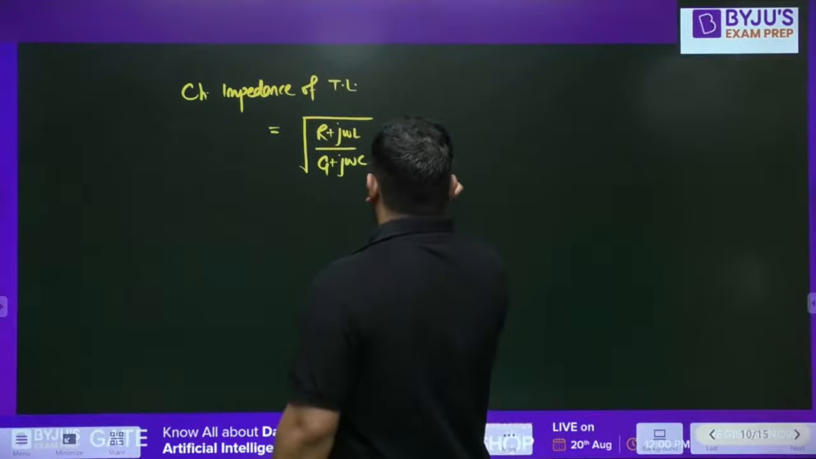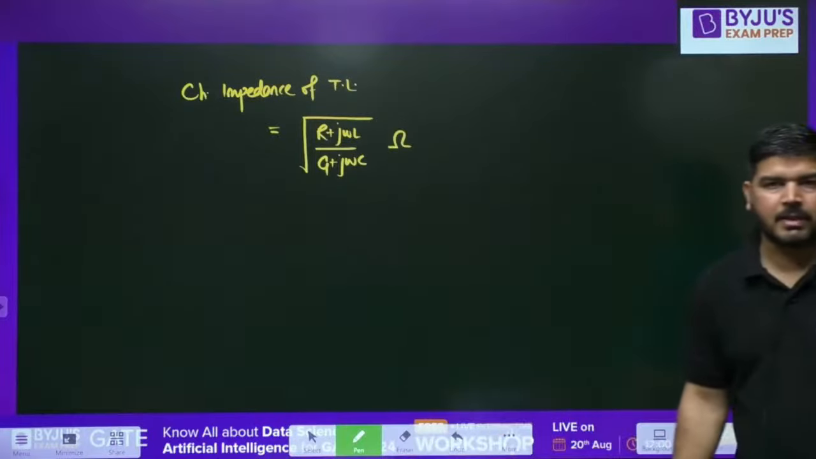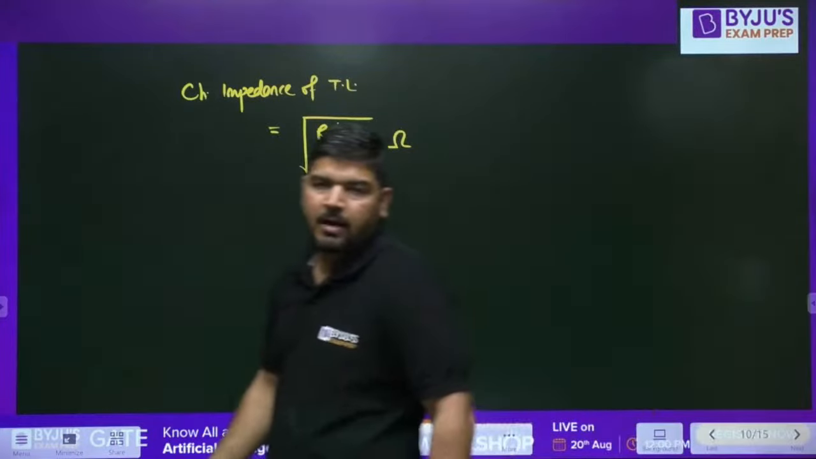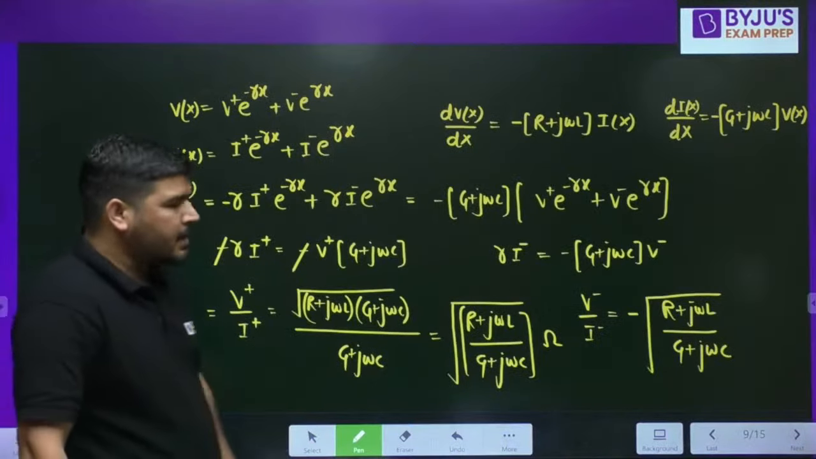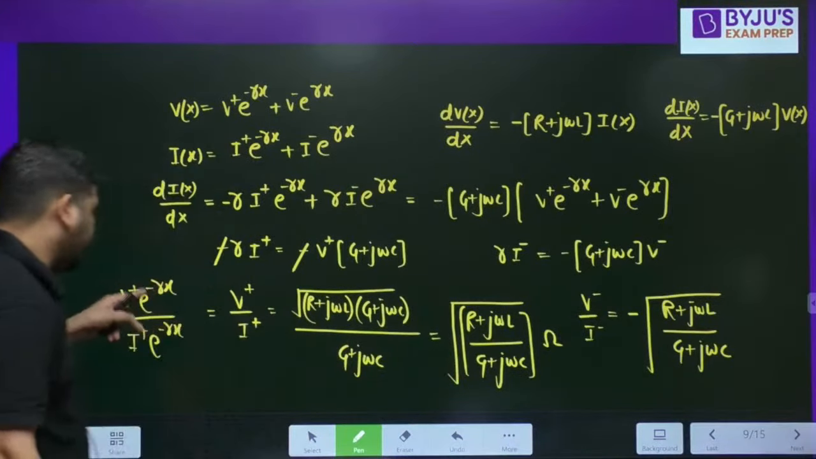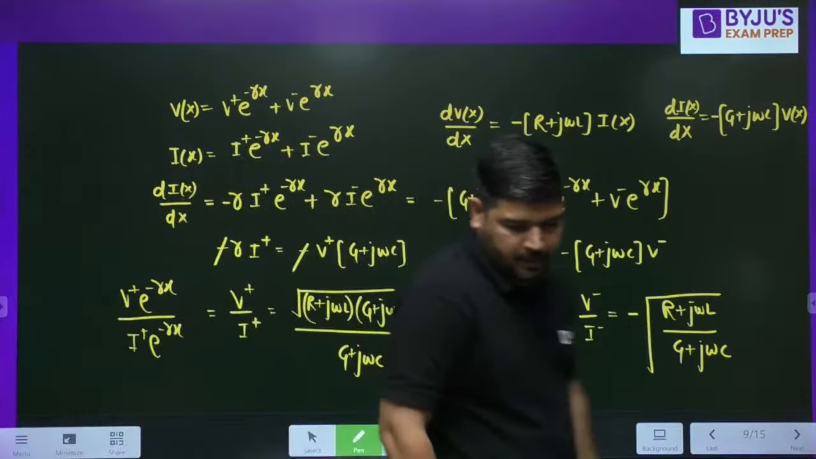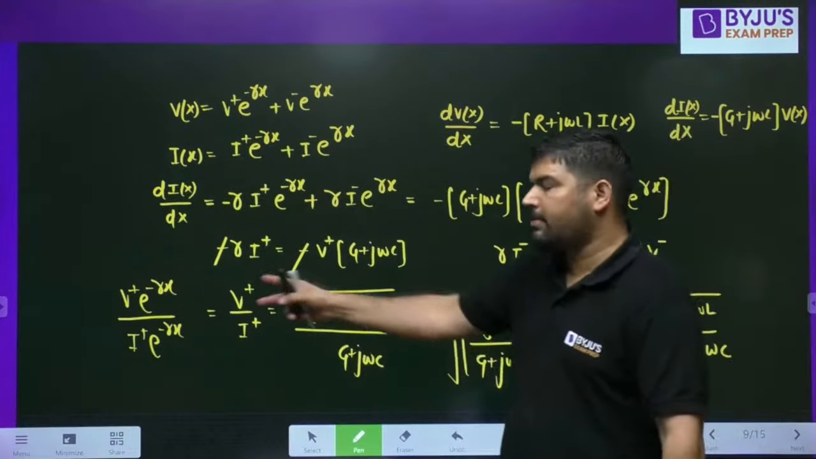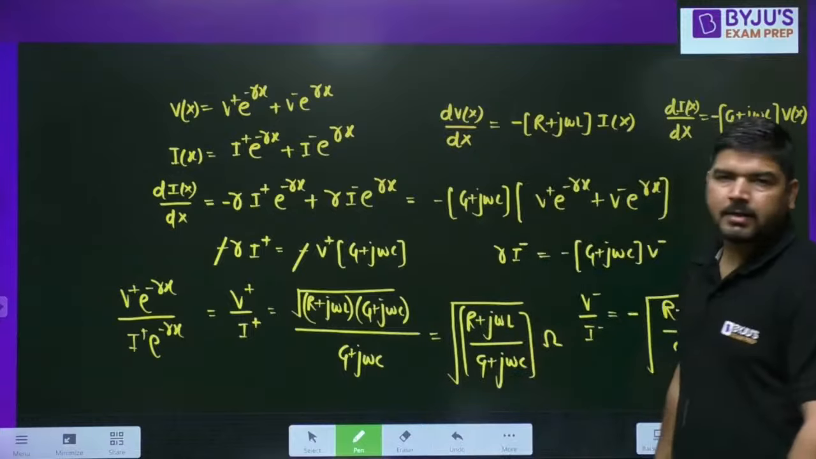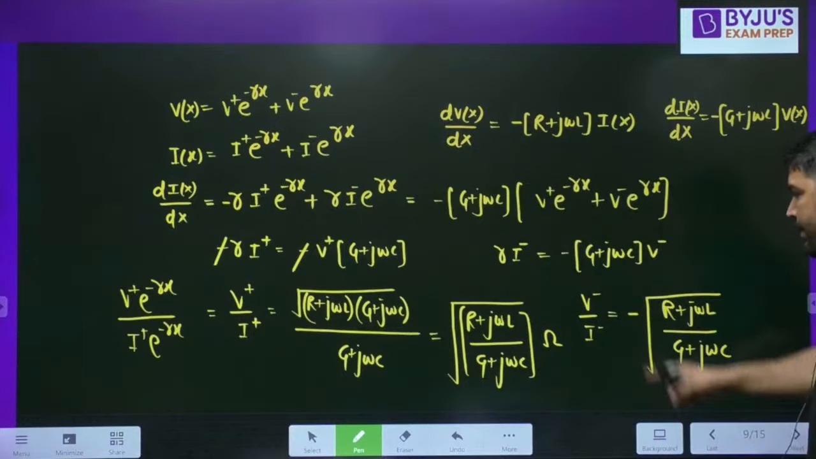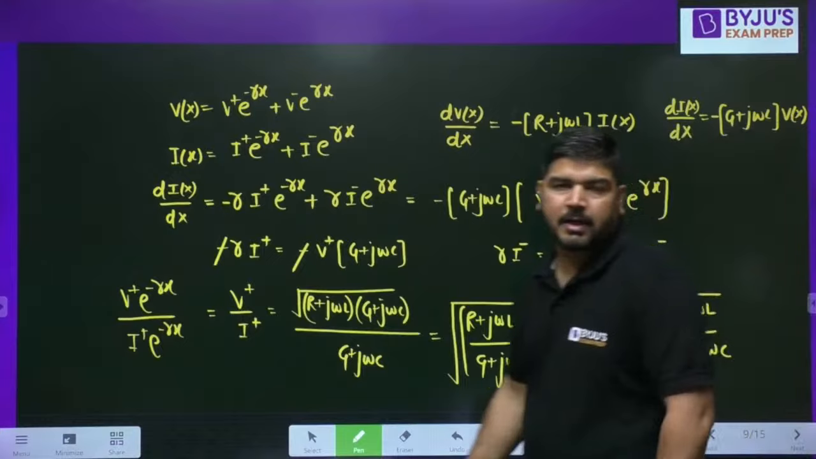and if you want to define the characteristic impedance, one definition is this formula. The other definition is, it is the impedance seen by the forward traveling wave. Whatever the forward traveling wave, the impedance seen by that wave is the characteristic impedance, and the impedance seen by the backward traveling wave is the negative of the characteristic impedance.